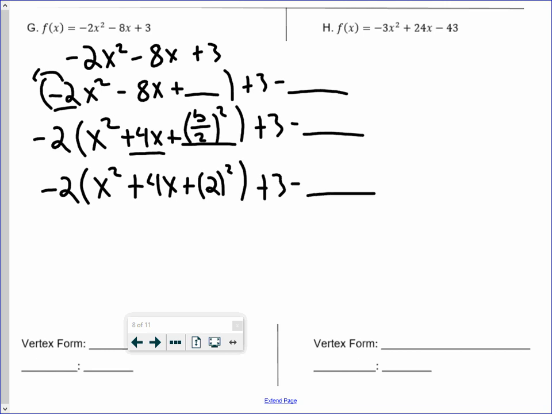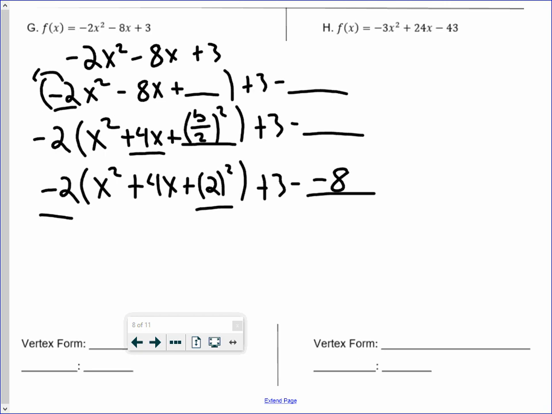And what we put here is going to be our 2 squared multiplied by the negative 2, right? Because that's how much we're actually adding into the function. 2 squared is 4. 4 times negative 2 is negative 8. So we actually added negative 8 in this instance. We added negative 8 inside the parentheses, so what we need to do is subtract negative 8 again on this side. So we have negative 8 here, and we're going to put a negative 8 over here as well.